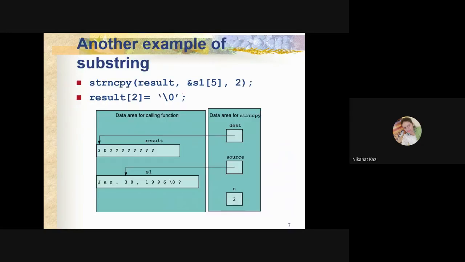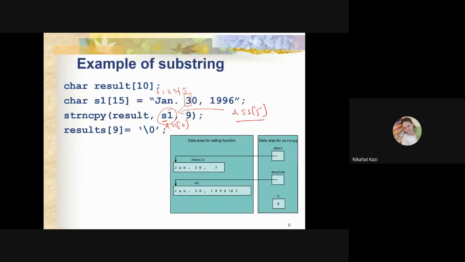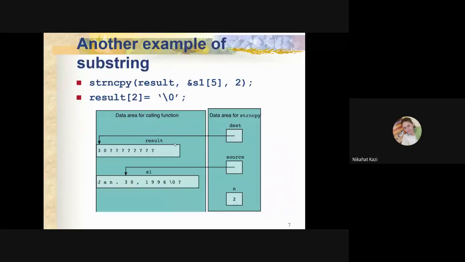If I want to copy 1996, now tell me what should be the expression that I write there. So this is 6, 7, 8, 9, 10. Tell me what should I write if I want to copy 1996. Ampersand S1 of 9. S1 of 9, right? 9. And then I will copy.